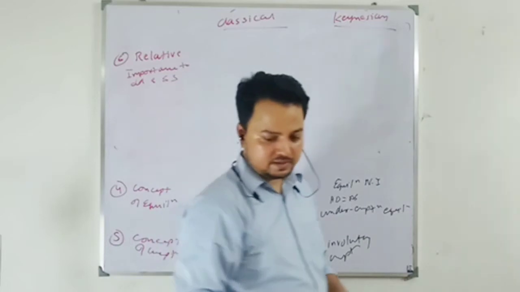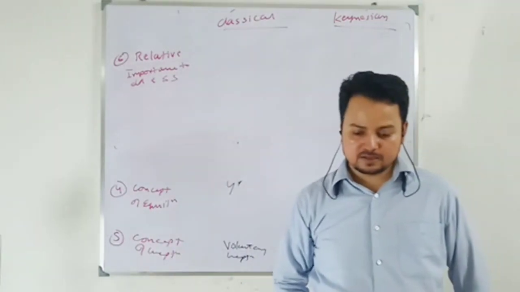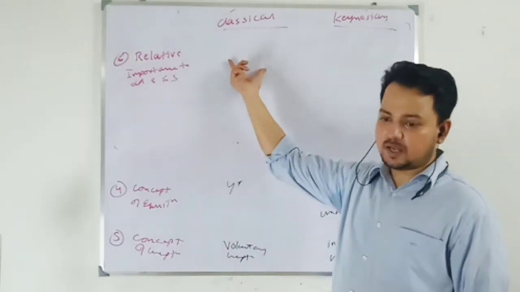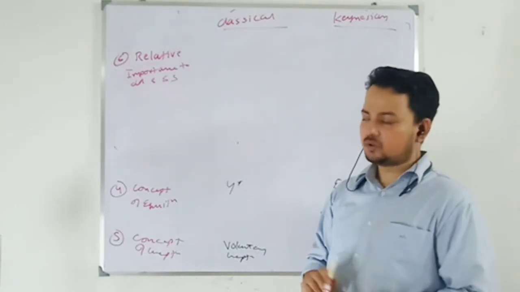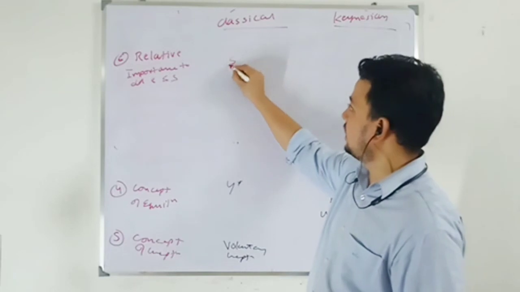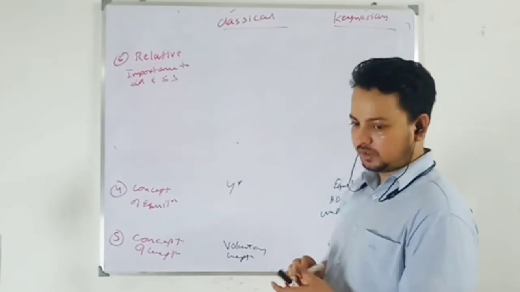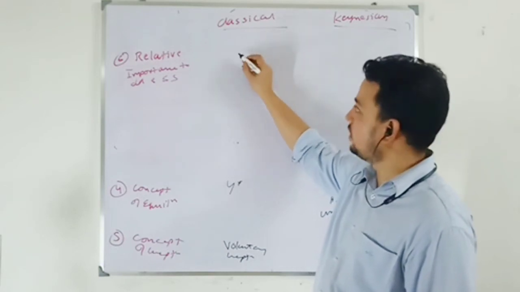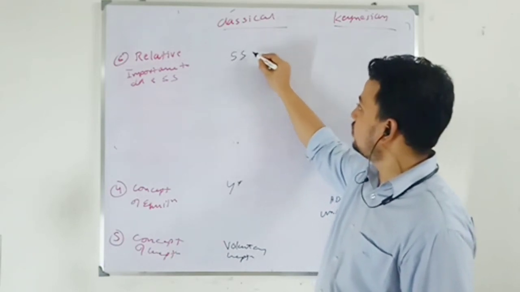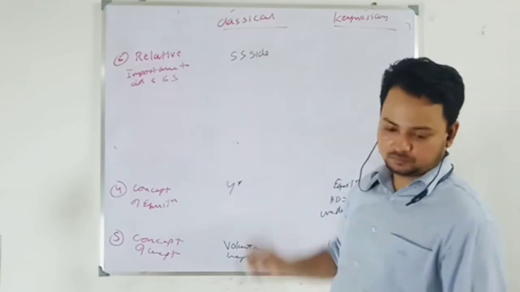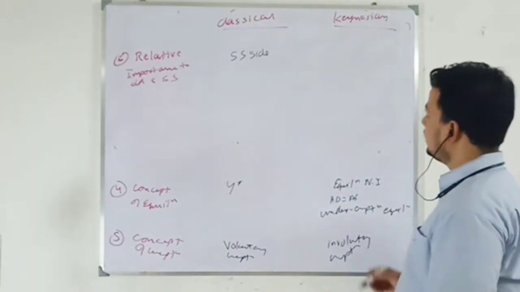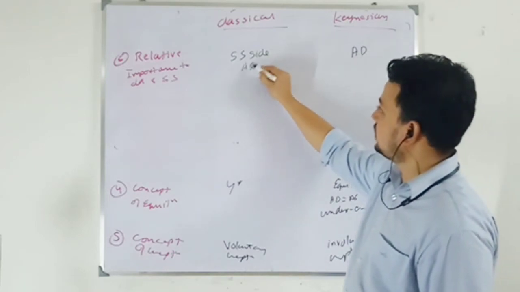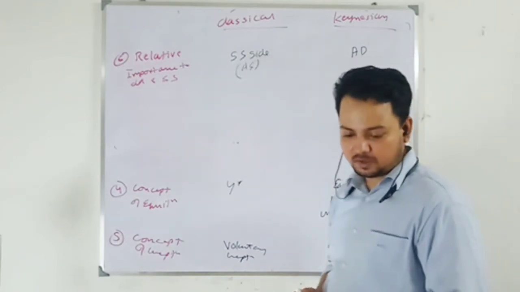So in the classical case, we have done Say's law: supply creates its own demand, right? Yes or no? Supply creates its own demand. So it has given importance to the supply side. Okay. In the classical model, Say says supply creates its own demand. So importance is given to the supply side. Okay. And in the Keynesian model, importance is given to aggregate demand. Here importance is given to aggregate supply. Here importance is given to aggregate demand.